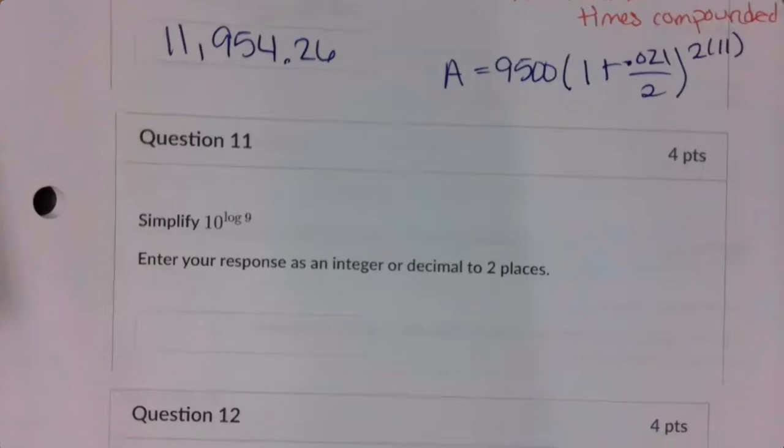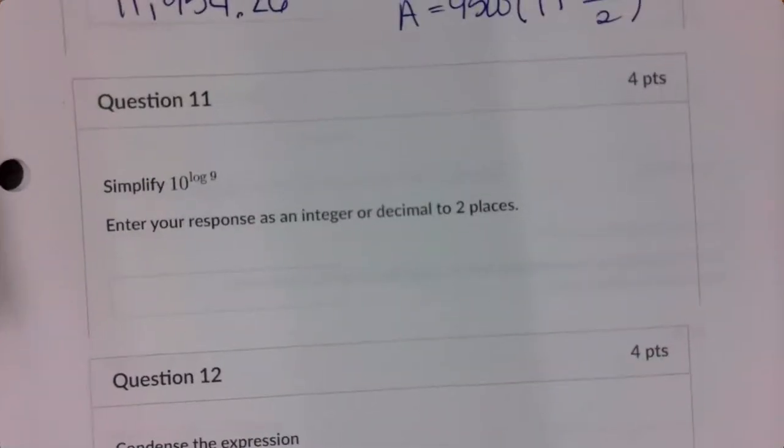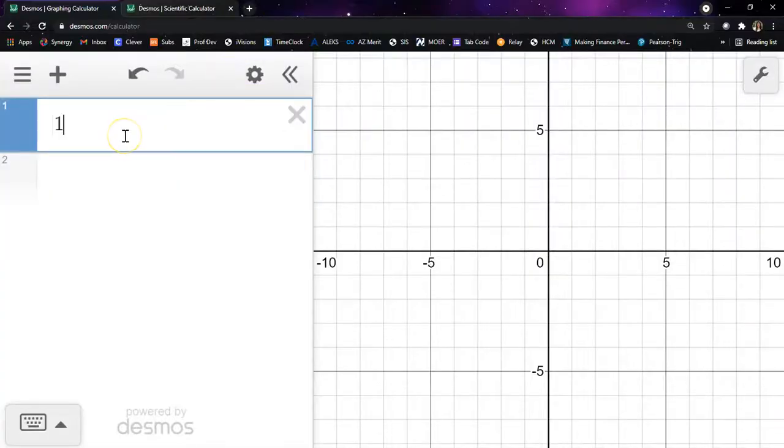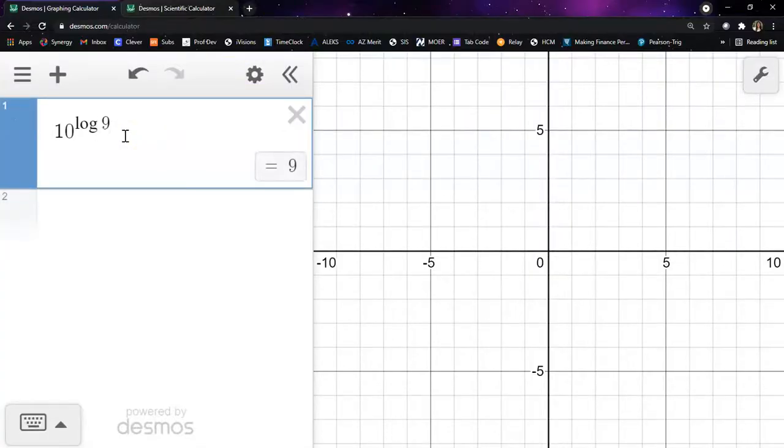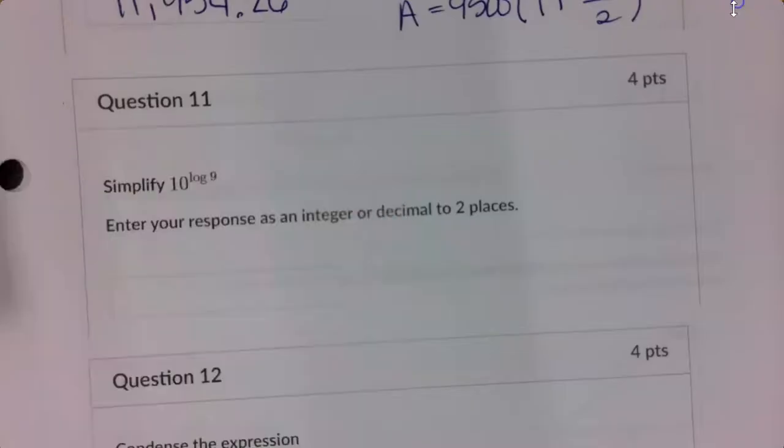Okay, the next one wants me to simplify this. I could type this into Desmos and get my answer. So if I do this, I have 10 to the log 9. 10 and a log cancel out, which just give me 9.